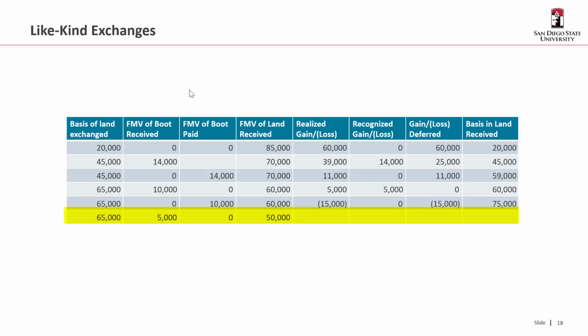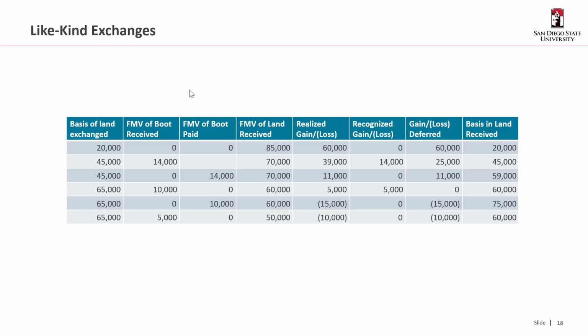Of what you're receiving. So this is pretty straightforward. Amount realized, 50 plus 5 or 55. Adjusted basis, 65. $10,000 loss. How much of that loss do we recognize? None. How much of that loss is deferred? All of it. What is my basis in the land received? Well, let's see. I get 65 plus 0 minus 5. Sounds like I'm going to be at 60. And that's exactly what I'm at.